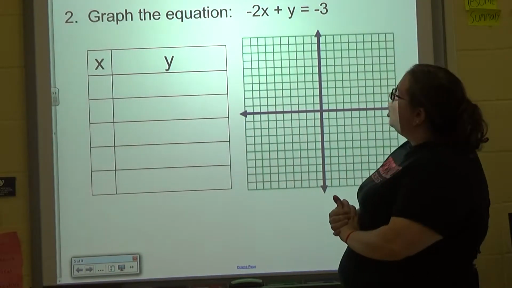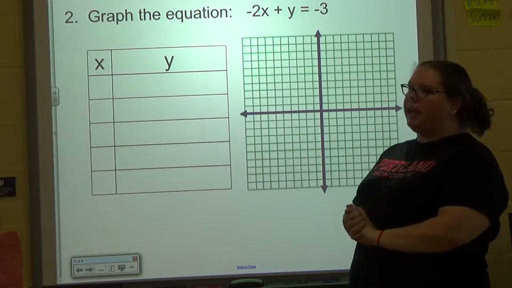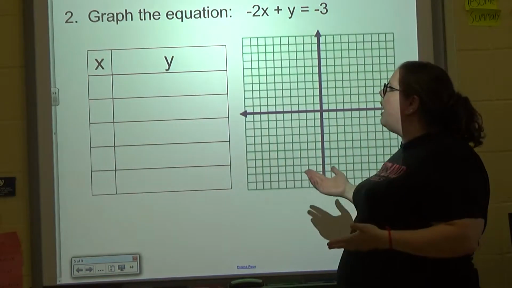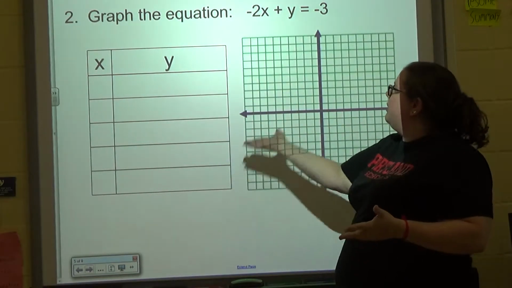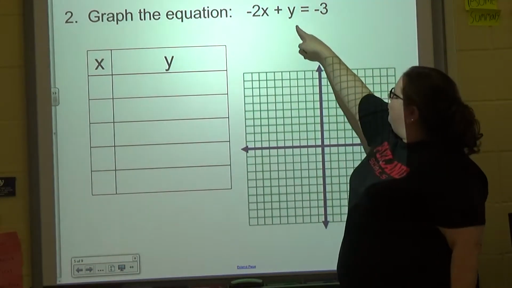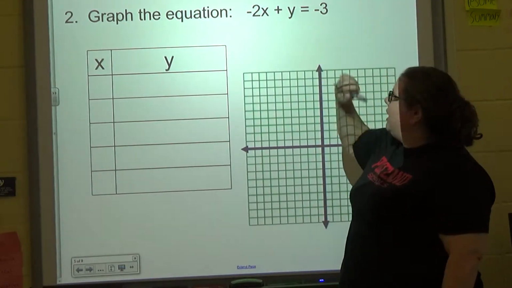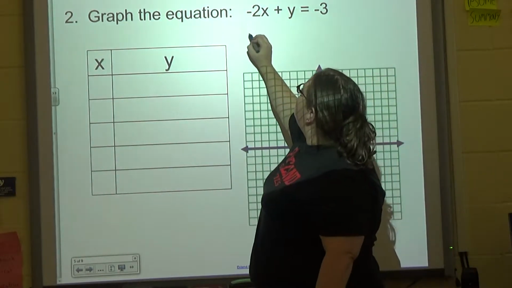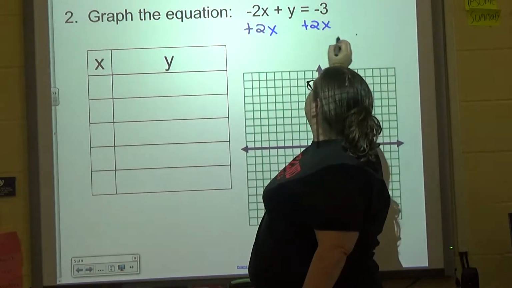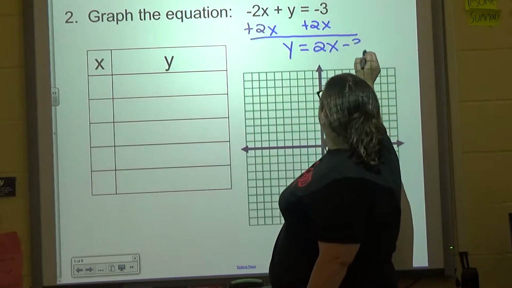Alright, so we're going to graph the equation negative 2x plus y equals negative 3. So what we need to do is figure out what points are on the graph. So one thing I like to do is let's solve for y. It just makes life easier. So let's get the y by itself. So what I'm going to do is I'm just going to add 2x to both sides. So y equals 2x minus 3.